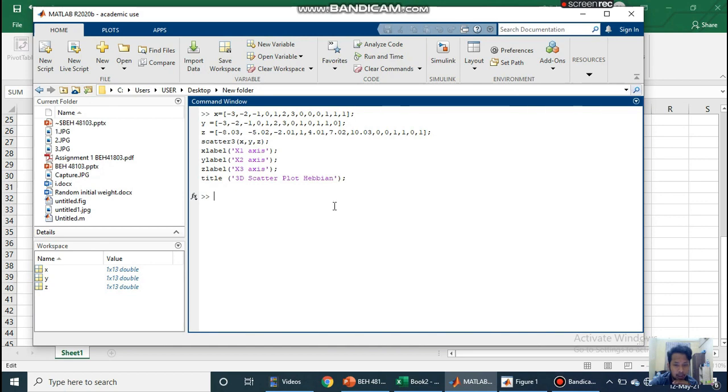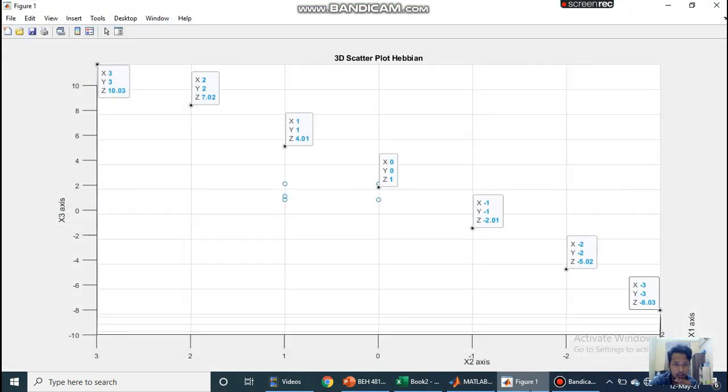After we run MATLAB, we get this graph, where we can see 3 10.03, 2 7.02, 1 4.01, 0 1, negative 1 negative 1, negative 2.01, negative 2 negative 2, negative 5.02, negative 3 negative 3, negative 8.03.